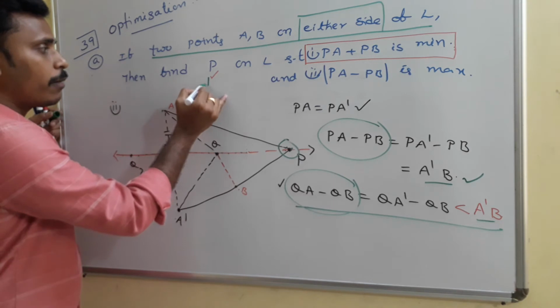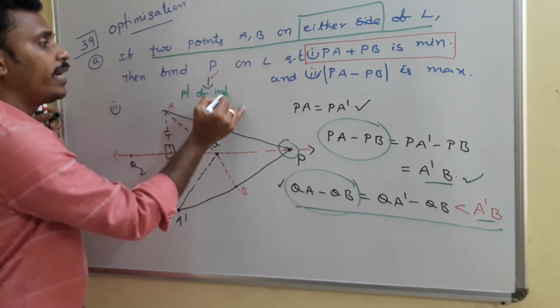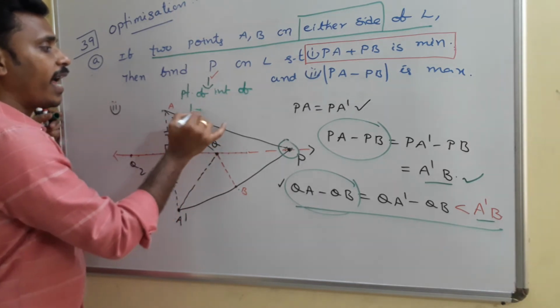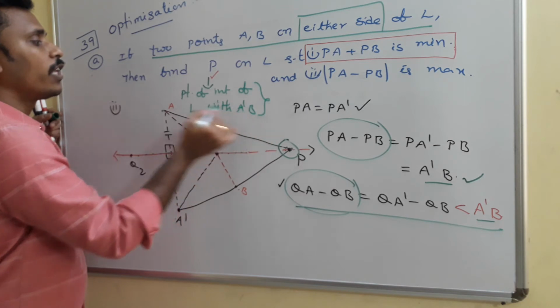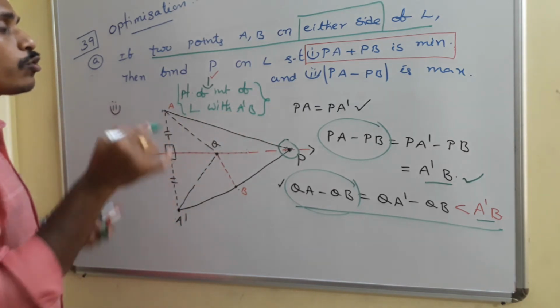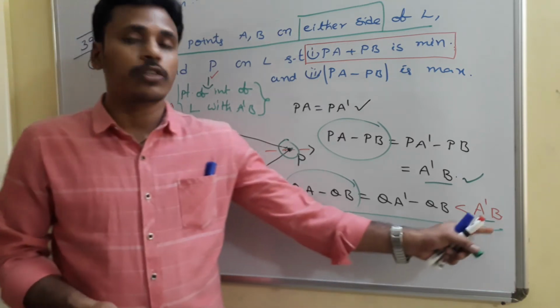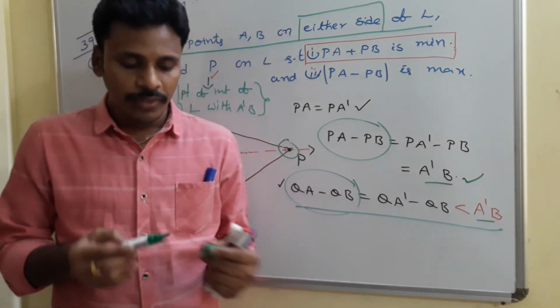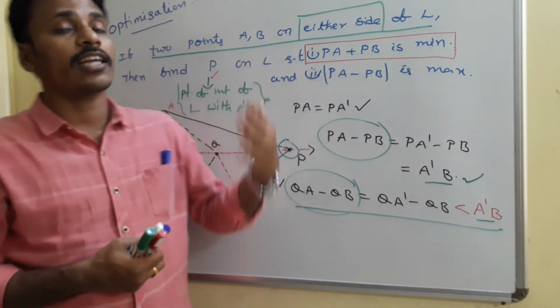For the second bit, what is P? P is the point of intersection of the line with A dash B. So it will give you the point. And what is that maximum distance if you calculate? That maximum distance is equal to A dash B. These are the two possibilities when the points are on either side of the line.